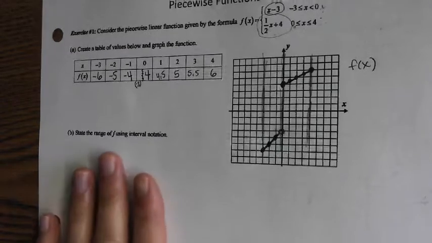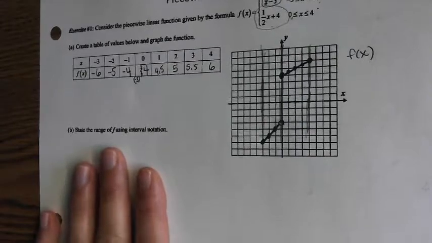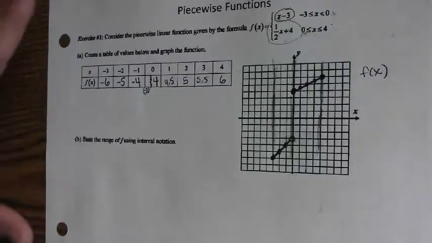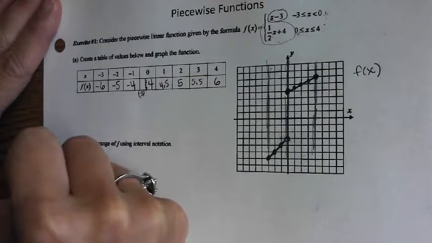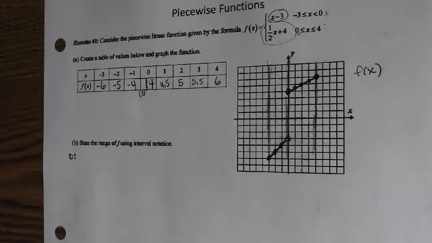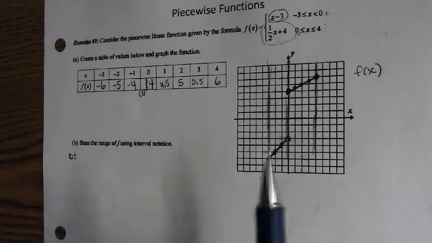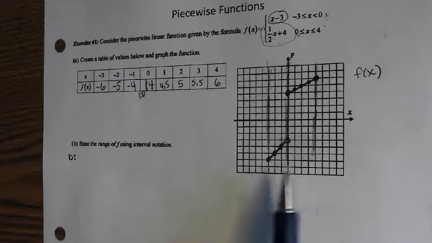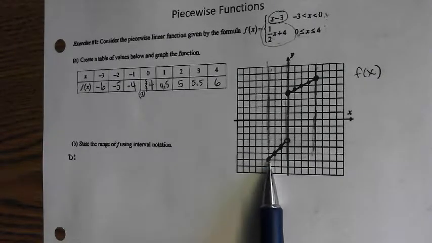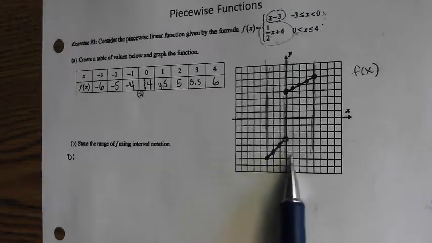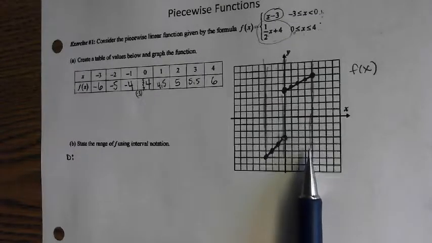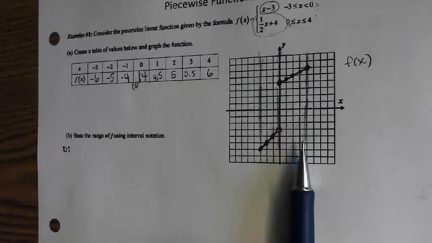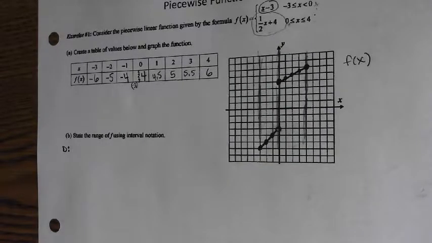Now, the next question is to state the range. And actually, it didn't ask it, but we're going to do the domain as well. The domain is all the x values that are going to get touched. So left to right, starting with -3. Does every x value from -3 all the way up to 4 get hit? Or do we skip anything?